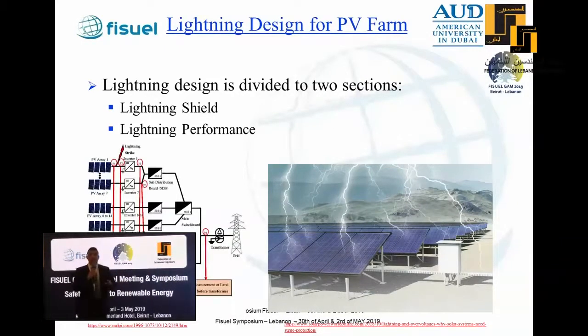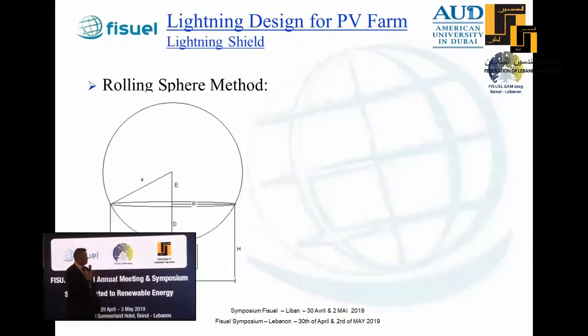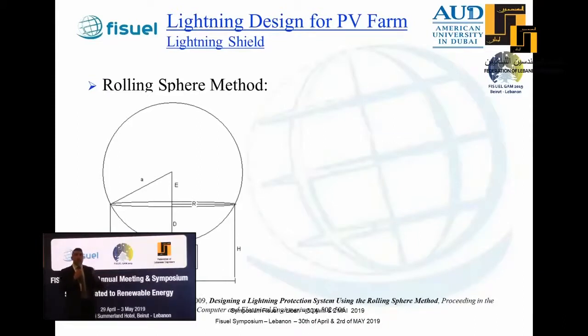Lightning performance is where you want to assess your installed electric apparatus or protection devices to make sure that they are compliant to standard. What's a lightning shield? There are two types of lightning shield design. One of them is based on an angle, and one is called the rolling sphere method. IEEE 998 uses the rolling sphere method, and there are some other standards like Australian New Zealand standard 1768 that use the angle. Both have a similar, actually you can say 98% identical, approach.